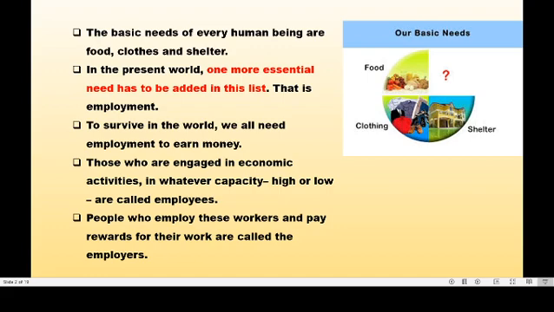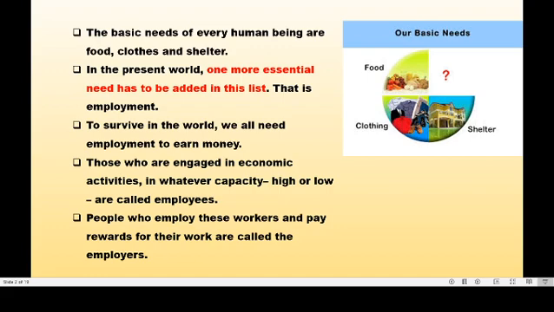But at the same time, my dear students, in this contemporary world, in this present world, there is one more thing which is more essential to our life. Can you please imagine what it could be? The one more thing that is more essential to the need of life is employment.